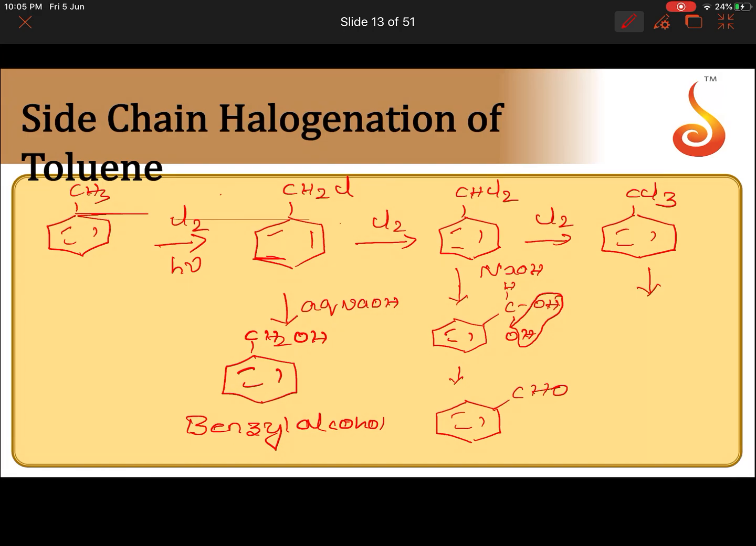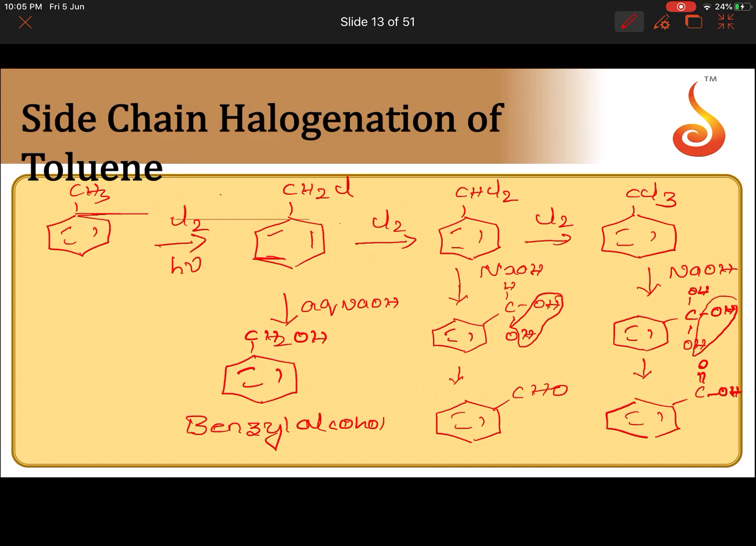Now let us see the last one. Benzotrichloride. When it is treated with aqueous sodium hydroxide, all the three Cl's will be replaced by OH. But three OH groups on the same carbon atom are unstable. It loses a molecule of water. So what will I get? Benzoic acid. I will get here benzoic acid.